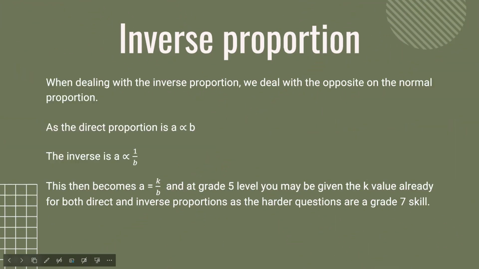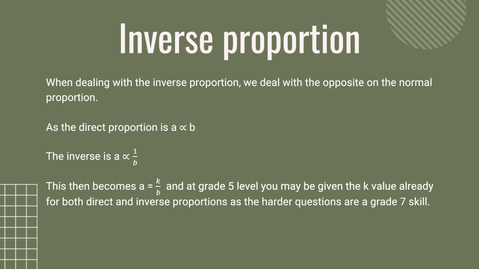Now, when dealing with inverse proportion, we deal with the opposite of the normal proportion. So as the direct proportion is a is directly proportional to b, the inverse proportion is a is inversely proportional to 1 over b. Say, if we have 2, the inverse is the reciprocal, which is 1 over 2, which is a half. Because if you do 2 times a half, it will give you 1. And that's what an inverse proportion is. This then becomes a equals k over b when we put it in a normal equation form.